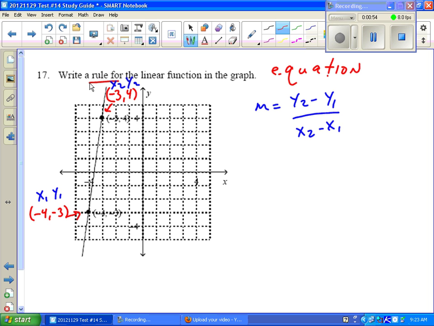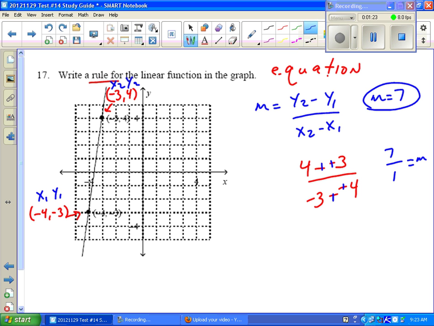Your y sub 2 value is 4 minus your y sub 1 value is negative 3. Your x sub 2 value is negative 3 minus your x sub 1 value is negative 4. So you have minus negative for both of them. That means plus. 4 plus 3 is 7, and negative 3 plus 4 is 1. So your slope is 7 over 1, or simply m equals 7. Sorry, I keep fumbling. M equals 7.